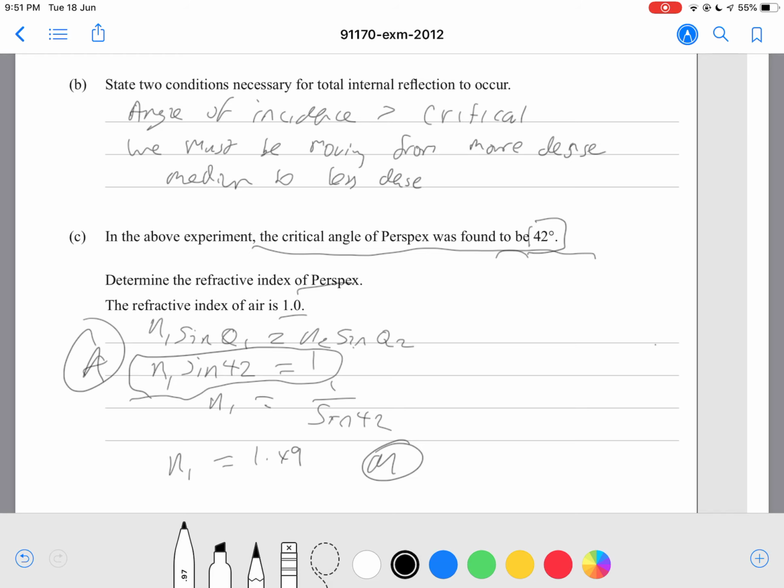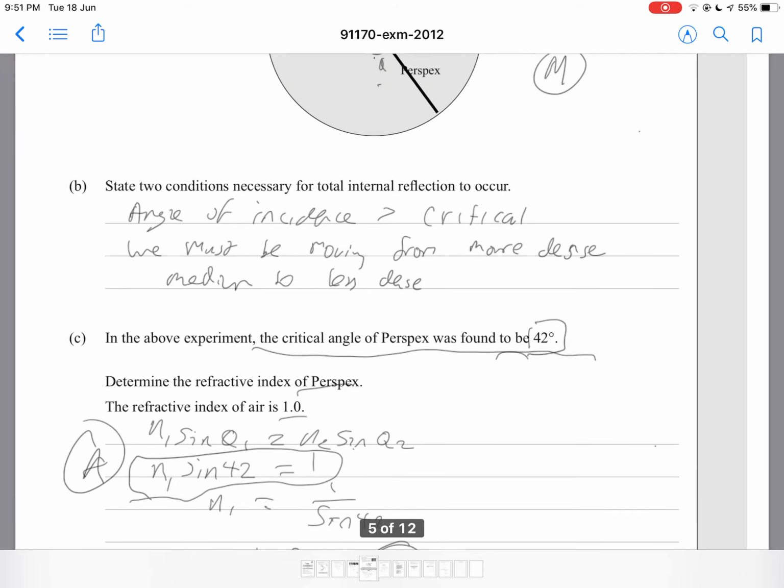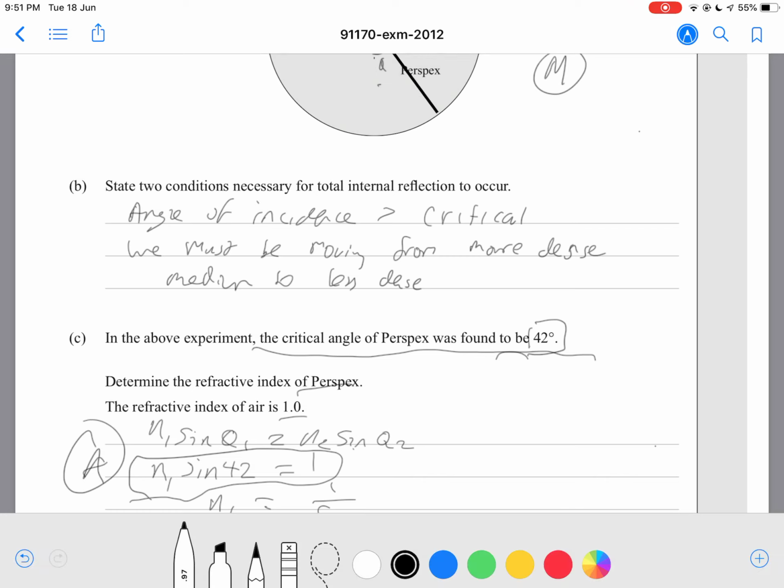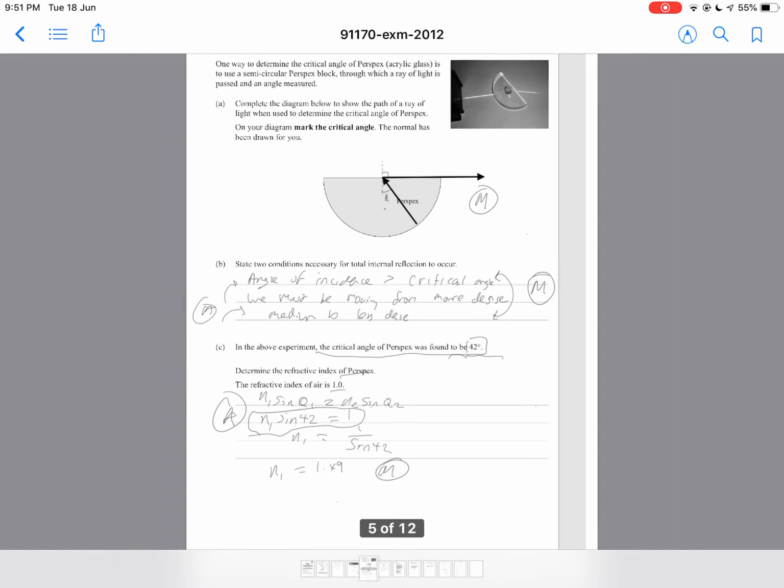For the last question, I'm sorry, I didn't go over the last question. In order to get the merit grade, you need both of these points. The angle of incidence must be greater than the critical angle, and we also say that it must be moving from a more dense medium into a less dense medium. Both of these will get you a merit grade, while any one of these, either one, will get you an achieved. Alright, moving along.